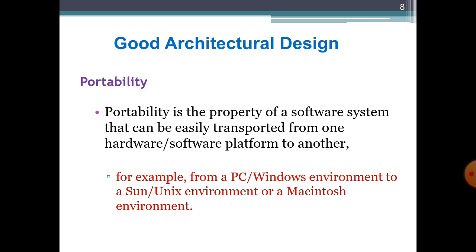Like for example, from a personal computer or Windows environment to a Sun or a Unix environment or a Macintosh Apple environment, how easy it is for us to transport or ship from one platform to another platform. This concept we call portability. And portability is also an important aspect of good quality design. So we can say that a well structured design should group environment dependencies into a small number of components, so that the change to the code to move to another platform is small. So it's all about portability. You can easily understand portability.